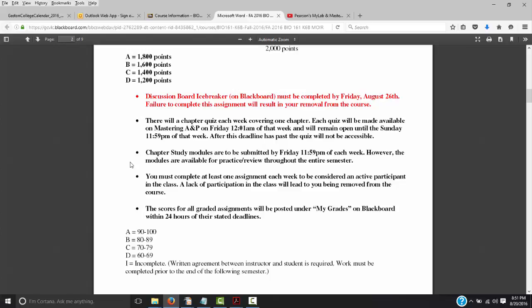Every week we'll have a chapter study module, and these are due by Friday night, just before midnight. But the modules are a way to practice material for that chapter. So they will be available all semester. So we could be in December at the very end of the course, and you'll still have access to Chapter 1's study module, for example. So you have access to all of them throughout the semester, but they are due by Friday of each week, just before midnight. You must complete one assignment each week to be considered an active participant in the class.